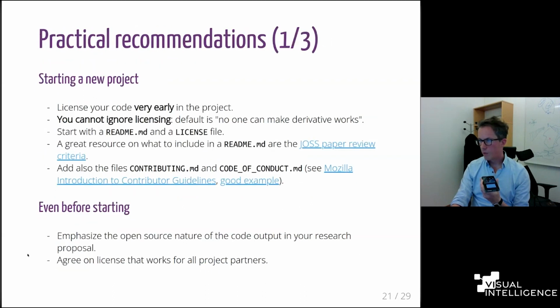I promised that I would keep it practical, so I want to list a few practical recommendations for when you start a new project, but also before starting, and for an existing project. When you start a new project, license your code very early, because at the beginning it is easy. You cannot ignore licensing. Often when I start with something new, I start with a README, I start with a license file. It's nice to have a little bit more than just these two.